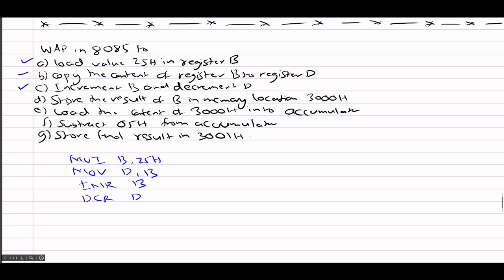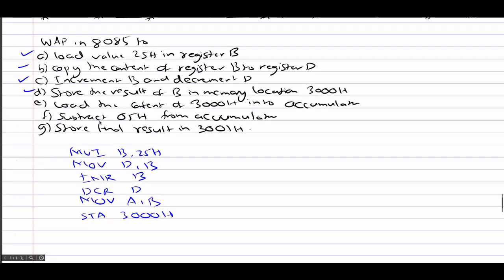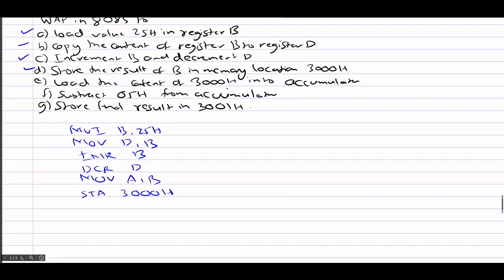Now it asks us to store the result of B in memory location 3000H. So we're going to transfer the value of B to A and then we're going to store this particular value in memory location 3000H. So this is also done. Next, we are asked to load the content of 3000H into accumulator. So for that we use LDA 3000H. The value in the memory location 3000H is loaded onto the accumulator.